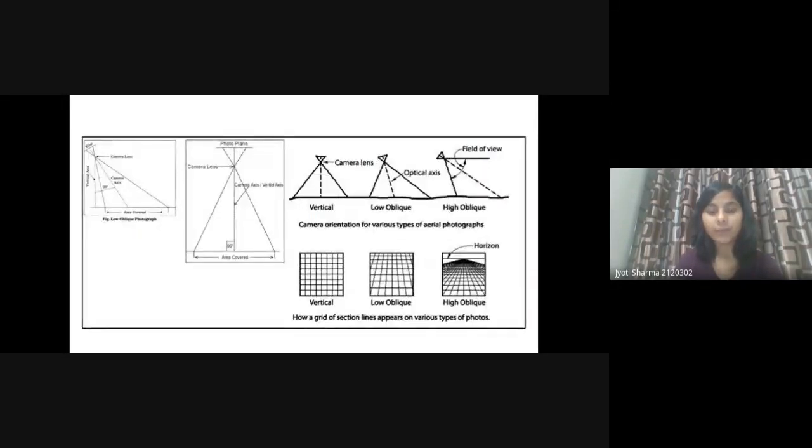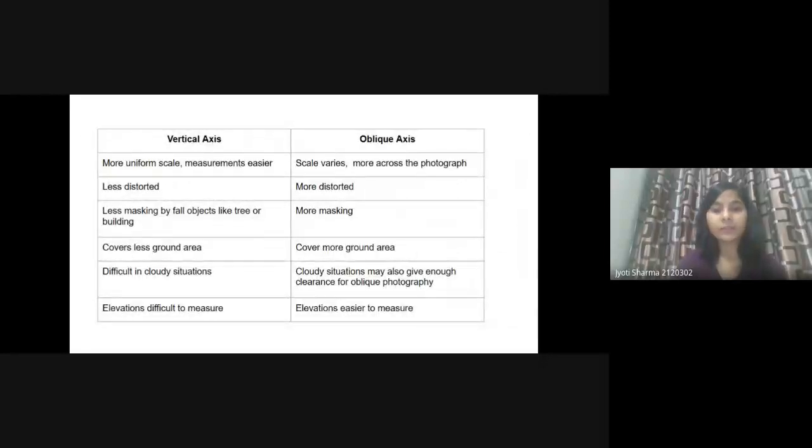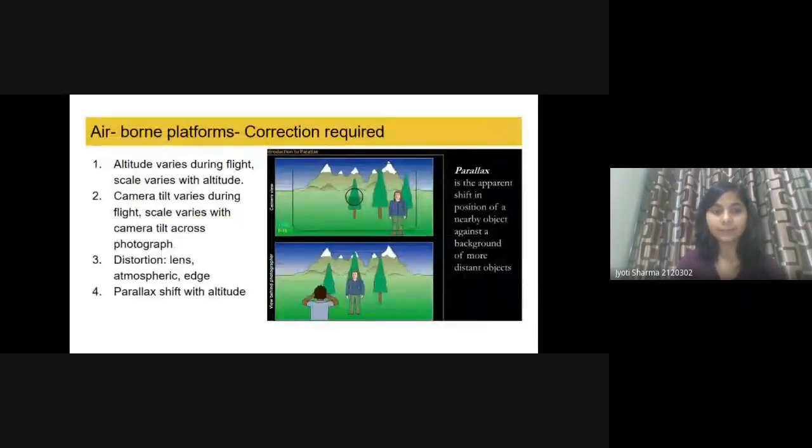For example, if we see that there is a cloud, then we can change our angle to get that much area sensed. But if it is vertical, then we can't change our angle. So in cloudy conditions, the oblique axis is more useful. Then vertical is difficult for measuring elevation, but oblique is easier for measuring elevation. So we have different pros and cons in the vertical and the oblique axis.